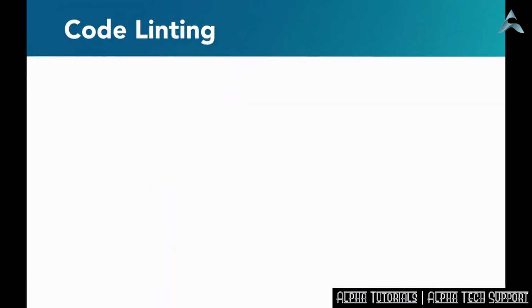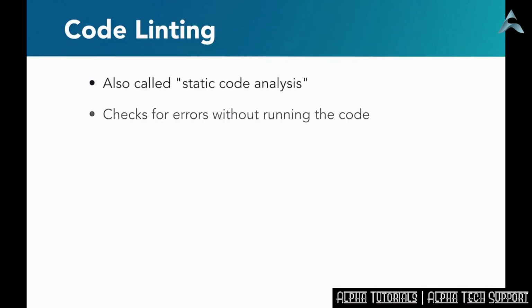Code linting, also called static code analysis, is a type of automated test that checks your code for errors without compiling or running the code. So if it doesn't run the code, what kind of errors does it look for? Well, think of it as a way to standardize how you write the source code in a project. A grammar guide, if you will.